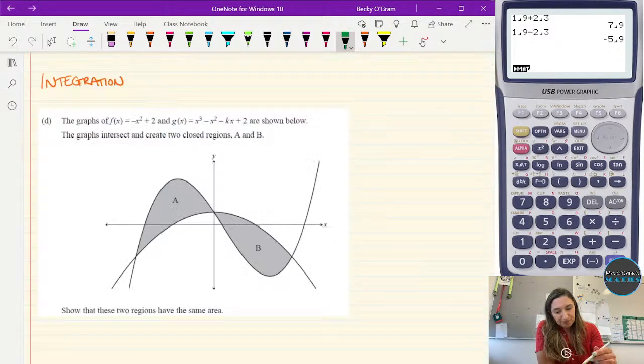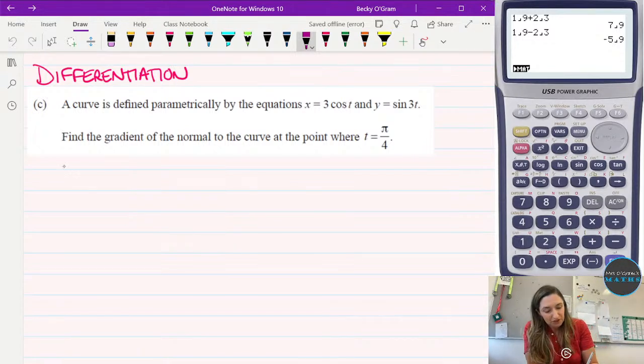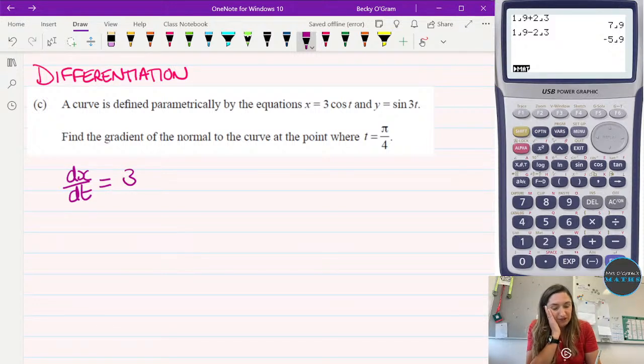Okay, now on to differentiation. We've got a curve defined parametrically by these two equations. Find the gradient of the normal to the curve at the point where t is pi by 4. So we need to differentiate each one. We've got dx by dt. If we differentiate that, the 3 doesn't change anything, it's just a multiple on the outside. Cos differentiates to minus sine, so this will be minus 3 sine t.